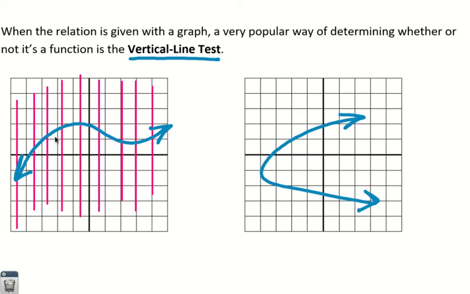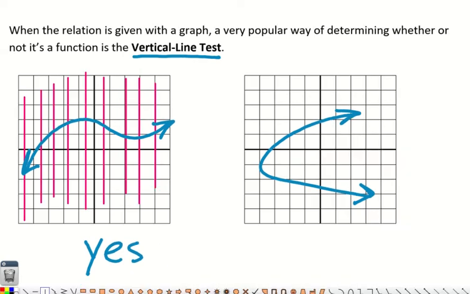You see how no matter where you would put a vertical line, it would hit once, once, once, once, once. No matter where you would slide your pencil or your vertical line, it would only hit the graph once. So this is a yes. This passes the vertical line test.